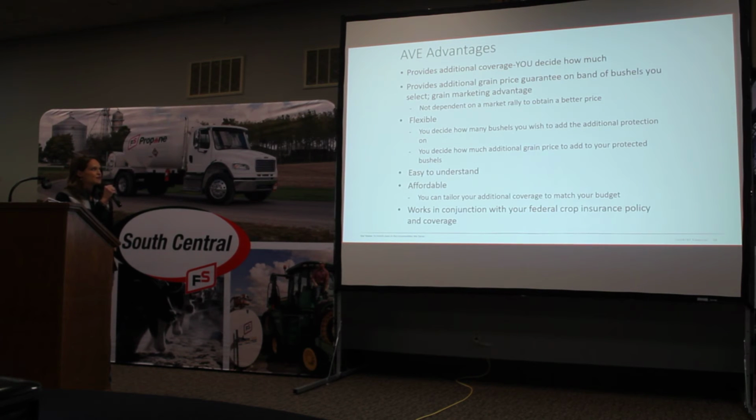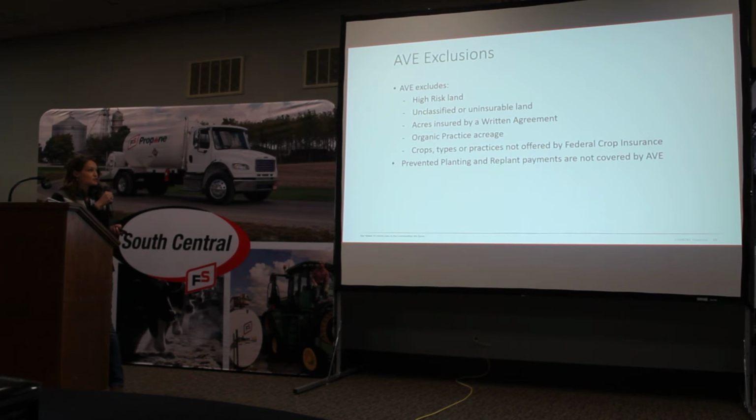All right, ABE advantages. You decide how many bushels you wish to add to the additional protection, and you decide how much additional grain price to add to the protected bushels. And you can tailor this additional coverage to your budget. So whatever works for you, that's how you build it. ABE exclusions: you can't have it on high-risk ground, uninsurable ground, anything with a written agreement. Crops that are not under a federal policy cannot have this, and prevent plant and replant payments are not covered under ABE.